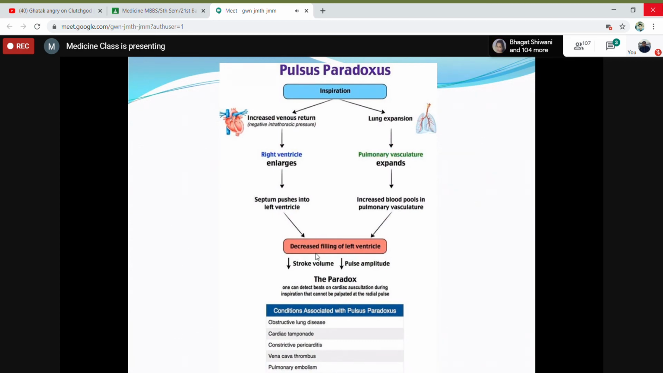Okay, so one can detect the beat on cardiac auscultation during inspiration that cannot be palpated at the radial pulse. Okay, during inspiration, you can hear the heartbeat during cardiac auscultation, but you may not be able to feel the radial pulse when you are doing it simultaneously. The conditions include obstructive lung disease, cardiac tamponade, constrictive pericarditis, vena cava thrombus, and pulmonary edema.